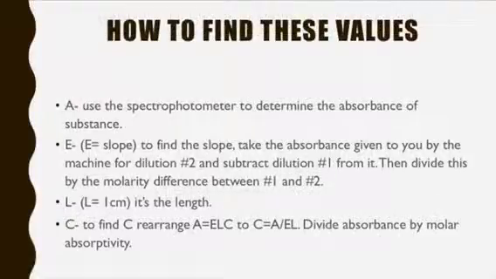How to find these values. A: use a spectrophotometer to determine the absorbance of the substance. E equals slope. To find the slope, take the absorbance given to you by the machine for dilution number 2 and subtract dilution number 1 from it. Then divide this by the molarity difference between 1 and 2. L equals 1 centimeter. It is the length.